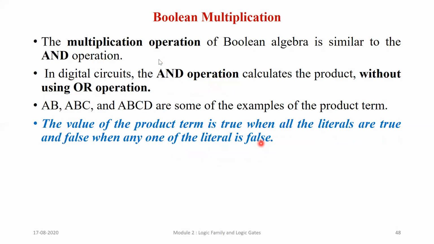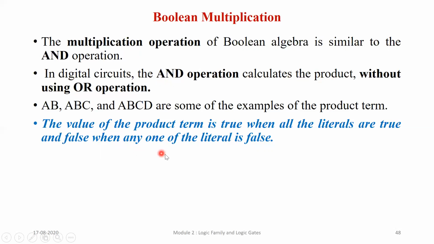Similarly, when I have the multiplication operation, multiplication is similar to an ANDing operation, because in ANDing we have A dot B, A B C, A B C D. So the ANDing operation calculates the product. For multiplication, we will use an AND gate. But remember, without using the OR operation. So simple, for multiplication, the AND gate.